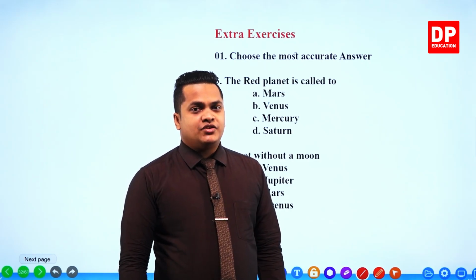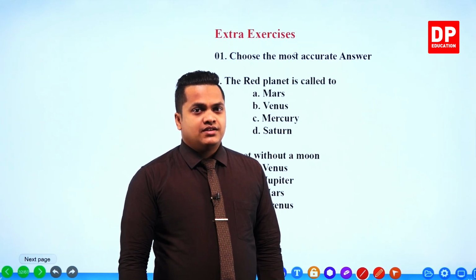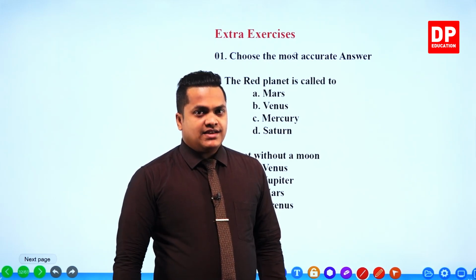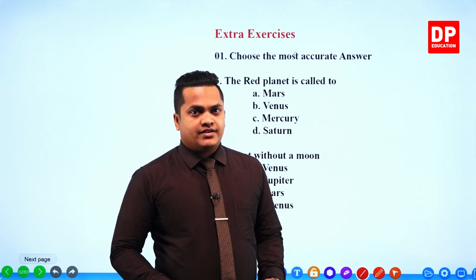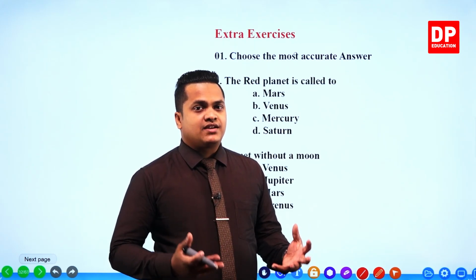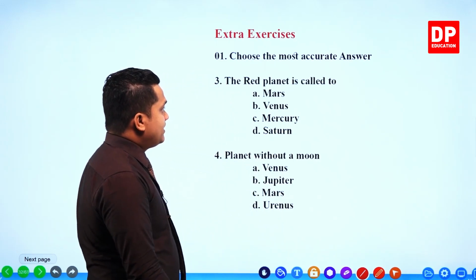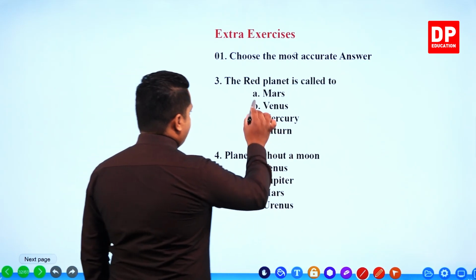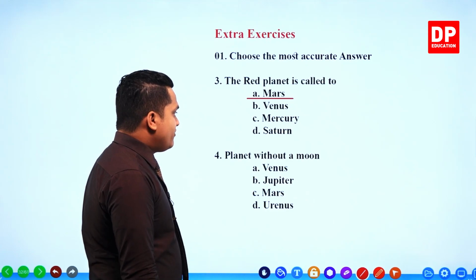This red color is usually given to the planet Mars, right? Planet Mars can be observed in red color, so it is visible as a red planet. That's why it is given the name red planet. So the red planet is called planet Mars. Number 4, planet without a moon.